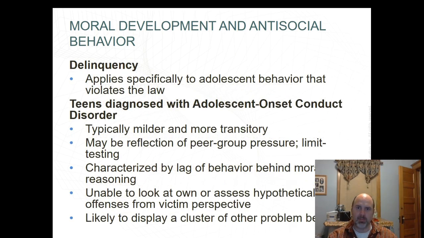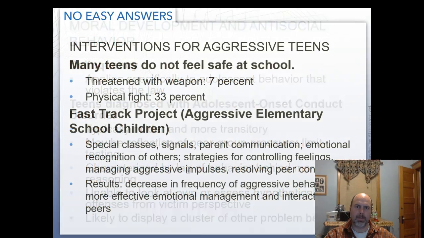Now, delinquency applies specifically to adolescent behavior that violates the law. Teens diagnosed with adolescent onset conduct disorder are typically milder and more transitory, which may be a reflection of peer group pressure and limit testing. It's characterized by a lag of behavior behind moral reasoning. They're unable to look at their own or assess hypothetical offenses from a victim perspective, and they're likely to display a cluster of other problem behaviors.